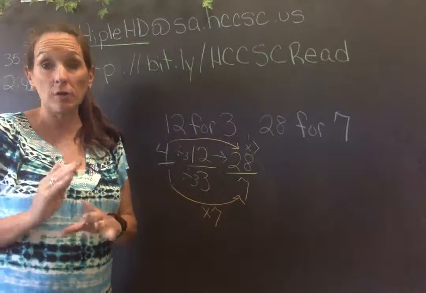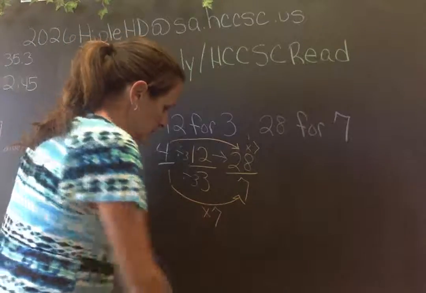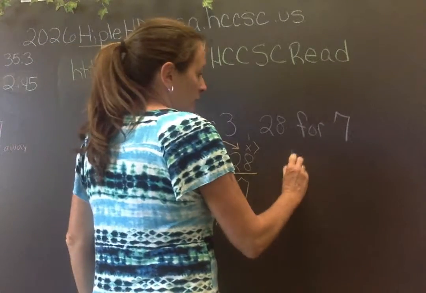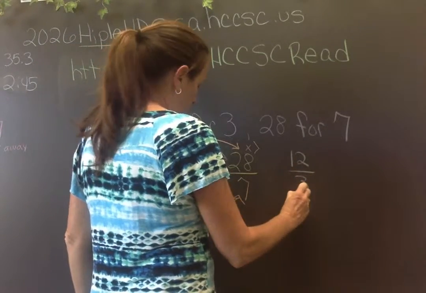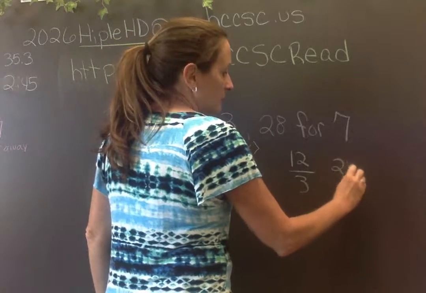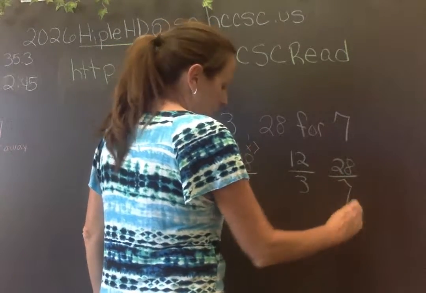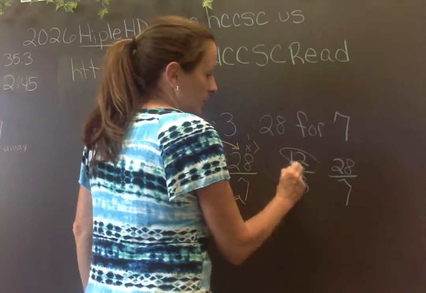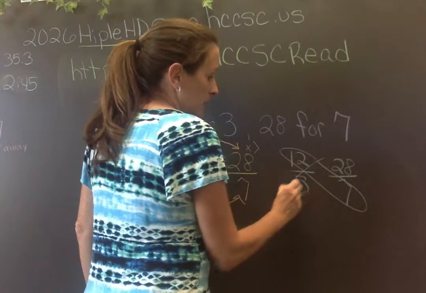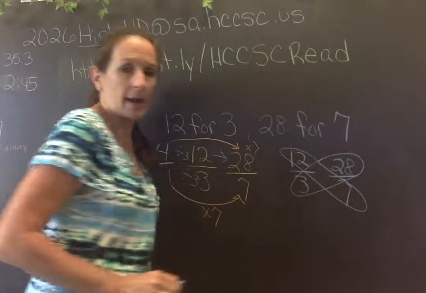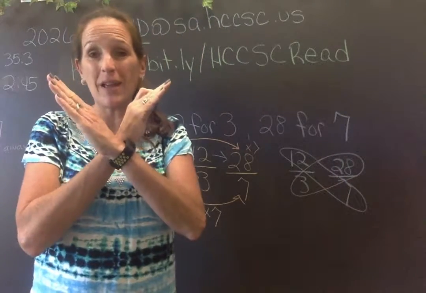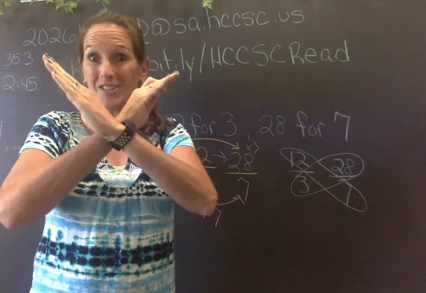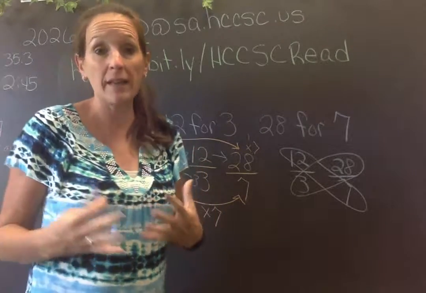Let me show you the butterfly method real quick. We'll do a different color. So I have 12 over 3, right? And then we had 28 over 7. Let's make our butterfly wings. Here's a wing. Here's a wing. All right? Remember, those butterfly wings are in the shape of a multiplication sign. So we're going to multiply these numbers.